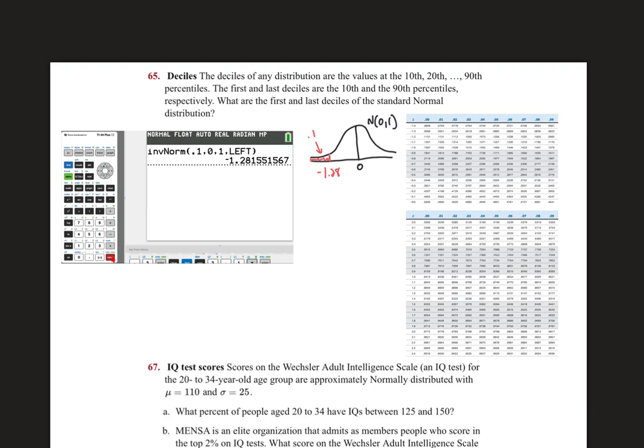Okay, so the 10th percentile, or the first decile, for the standard normal curve is negative 1.28. Okay, let's look for the last decile, the ninth one. Okay, so we want 0.9. Actually, let's draw that first. So, actually, let me do this first.